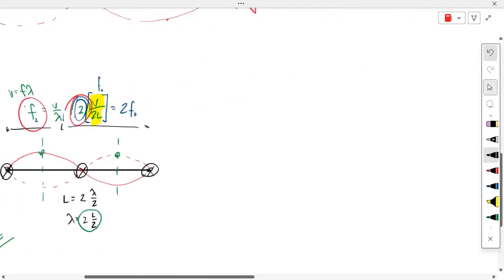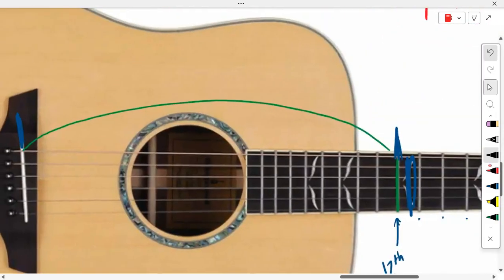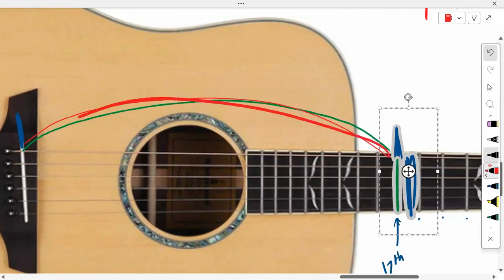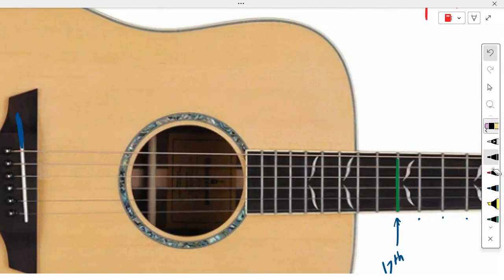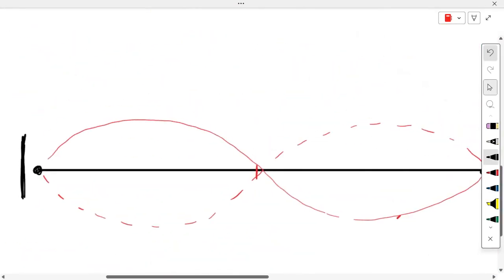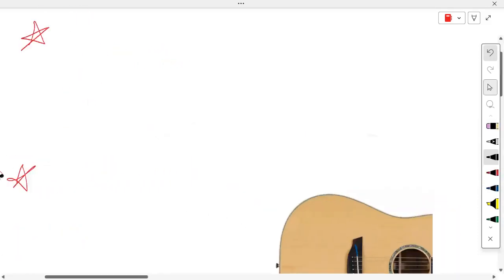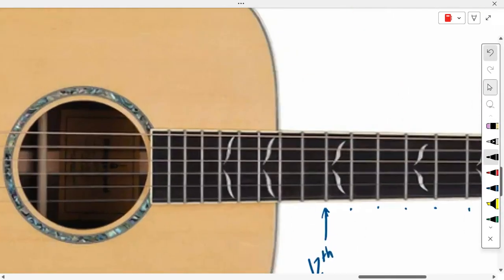Now, there's a different way that I can make this happen. One way is to only let this part of the string oscillate. The other way is to make the whole string oscillate, but just don't let the middle oscillate. And the way that I do that is I use my finger gently, and I don't push the string all the way down onto this 12th fret.